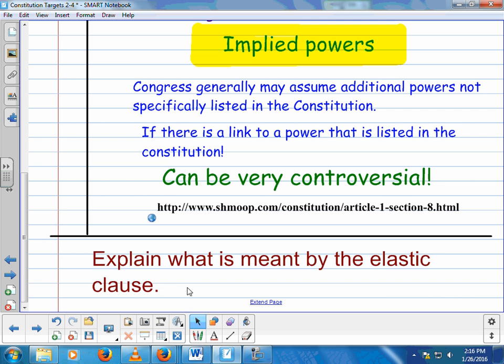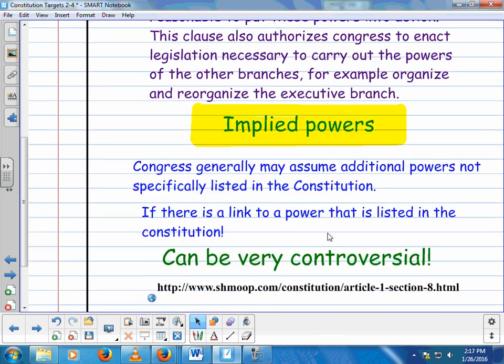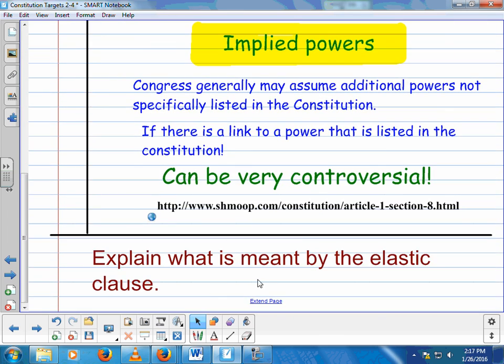What I would like for you to do then is to address this question. Explain what is meant by the Elastic Clause. Okay, come back to this, look at this. This relates to the question that you have right here. Make sure that you place a line or something in between this question so I know where your notes stop and your question begins. Okay, thank you.